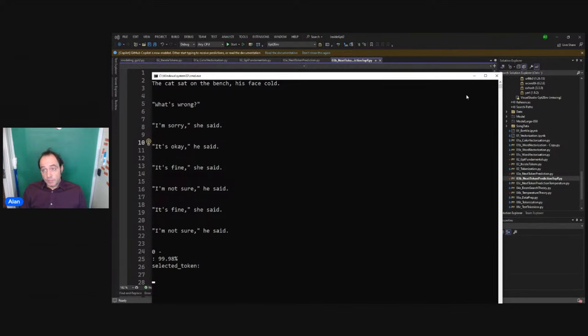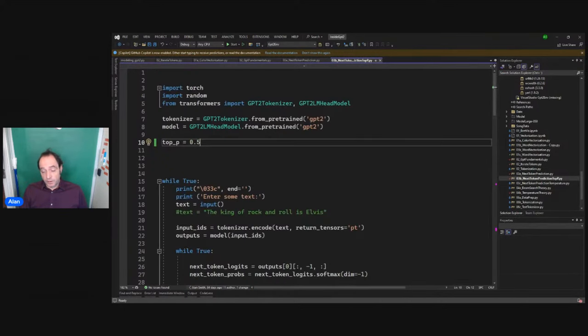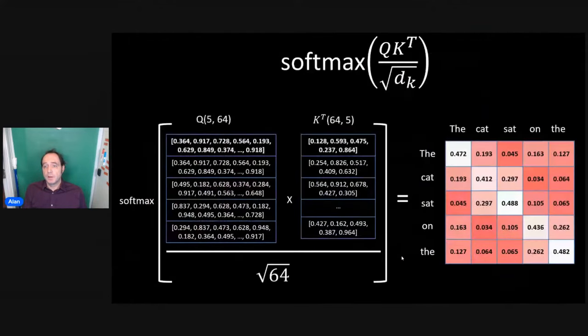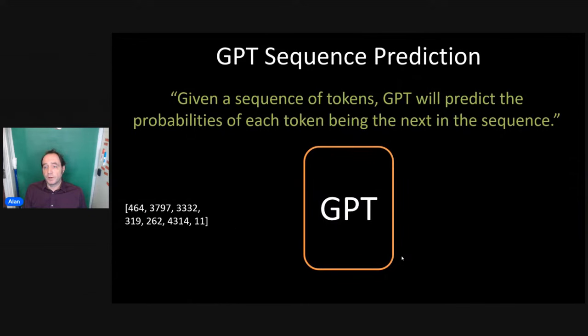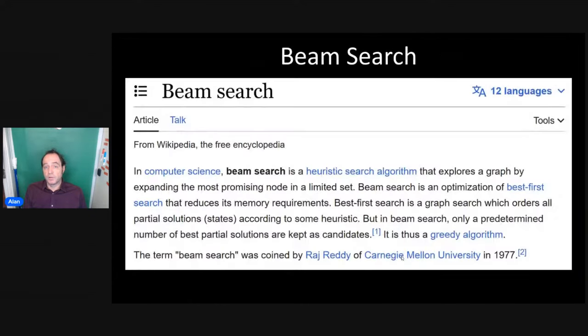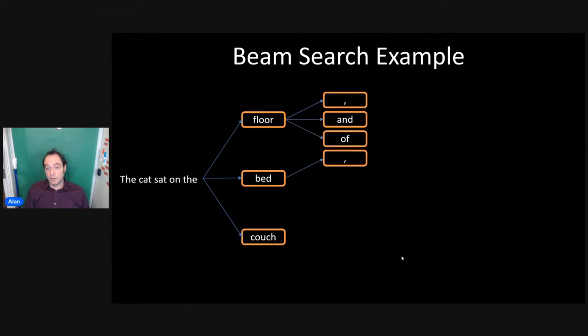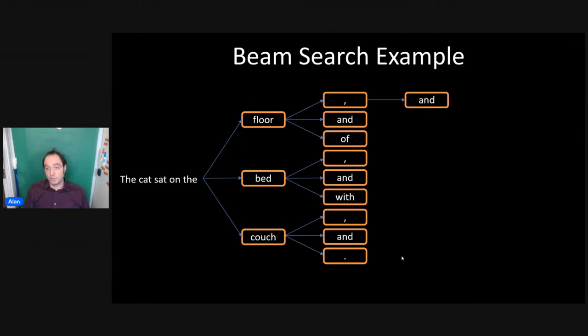Another thing that we can do, as well as just varying those values, is to consider the concept of beams. So basically, I skipped over those slides, but a beam is a sequence of tokens or a sequence of words. It's kind of a theory for being able to query these tree-like structures. So you can see for the cat sat on the, you could have floor, bed, or couch. And then for each of those words, you could start predicting the next tokens on those.